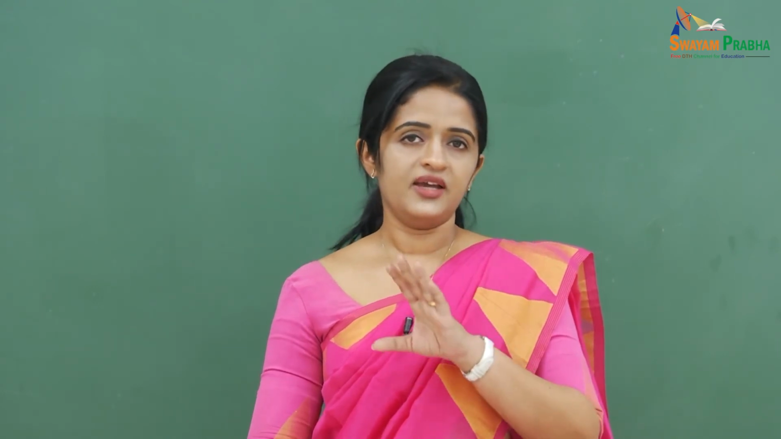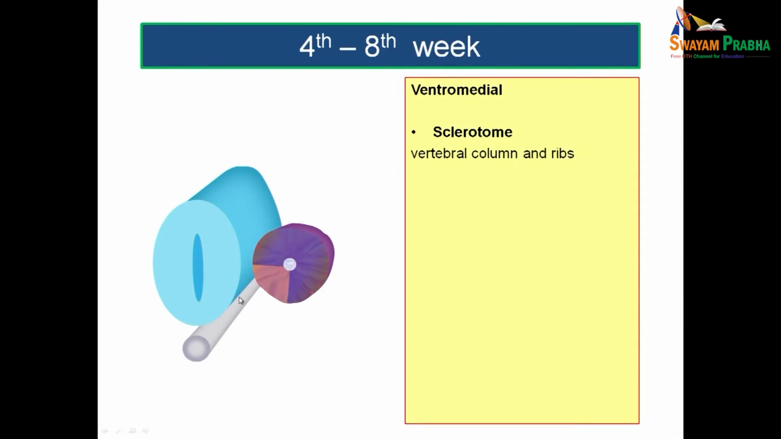So, what is the fate of sclerotome? Sclerotome is actually giving rise to the formation of vertebral column and ribs. You have the notochord in the middle. So, this is actually lying more closer to the notochord. The sclerotome component is lying more closer to the notochord, and it will wrap the notochord in order to form the vertebral column, and it will spread outwards to form the ribs. So, these are the two main things which are developed from the sclerotome component of the somite.